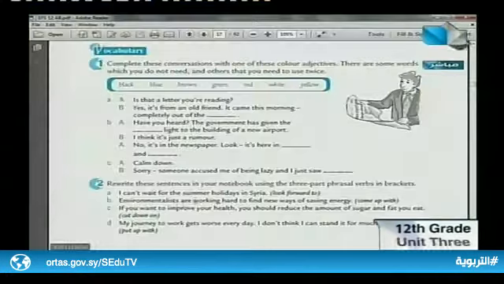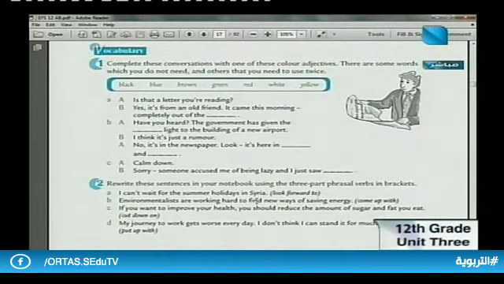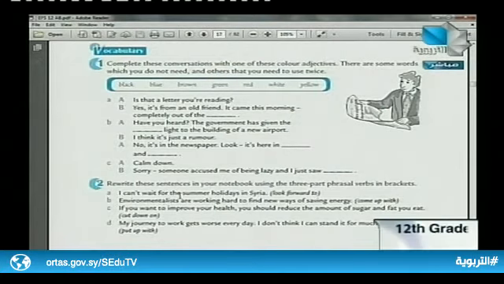I can't wait for the summer holidays in Syria. You have to use look forward to. Yes. I am looking forward to the summer holidays in Syria.